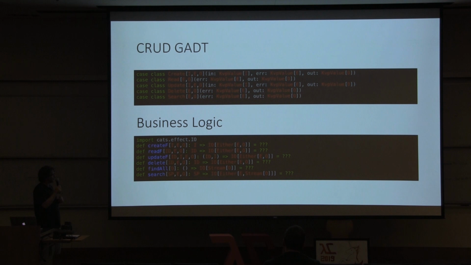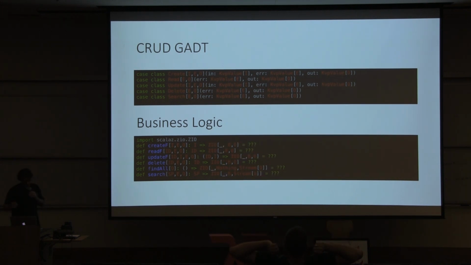You can also do anything. So if you have side effects, you can create a different interpreter that is expecting a function from I to IO of either those two values, or you can introduce ZIO if you would like as well.